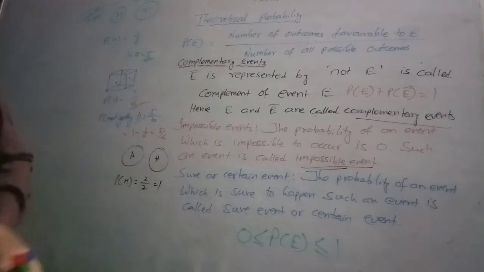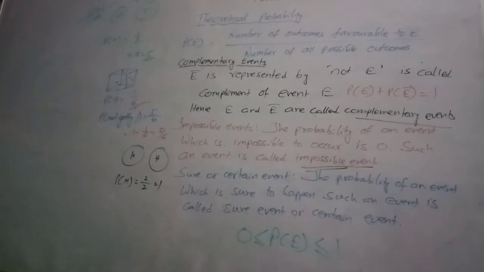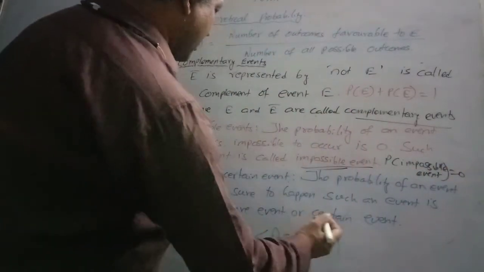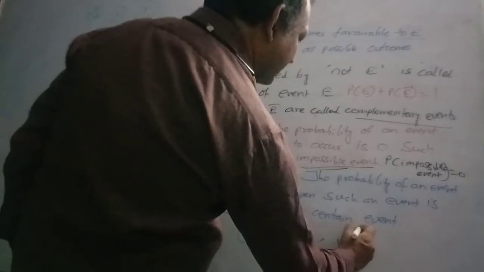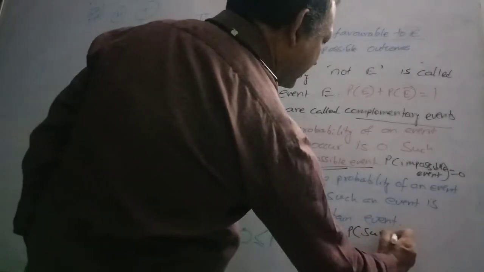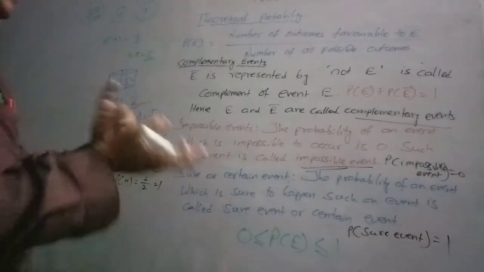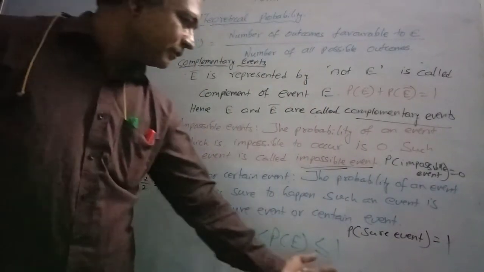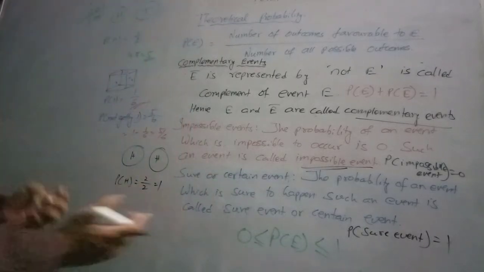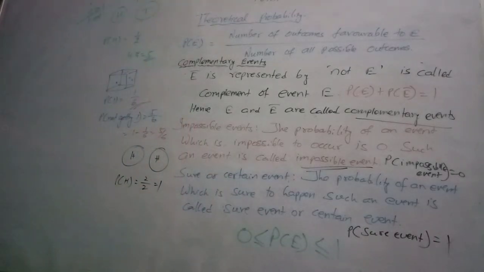So this is some theory. From this we can say the probability of an impossible event is equal to 0. The probability of a certain event, or sure event, is equal to 1. Probability of an impossible event is 0. Probability of a sure event is 1. That's why probability lies between 0 and 1.